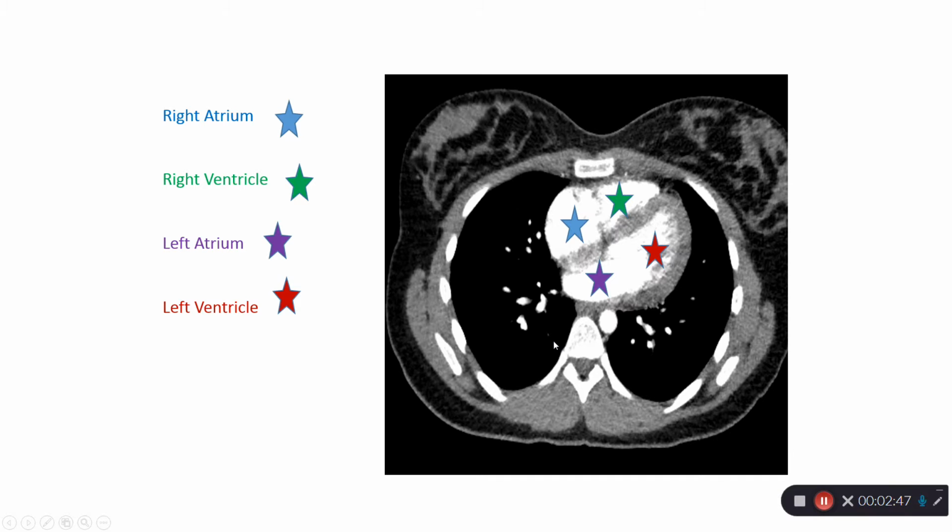So just a review of the cardiac chambers. Here's the right atrium, the right ventricle, the left atrium, pulmonary veins extending into the left atrium, and then here we have the left ventricle. The left ventricle is the more posteriorly positioned ventricle, and it's also easy to identify because the myocardium is thicker.